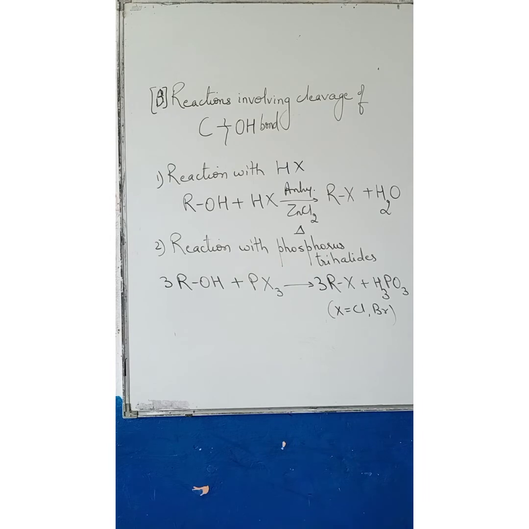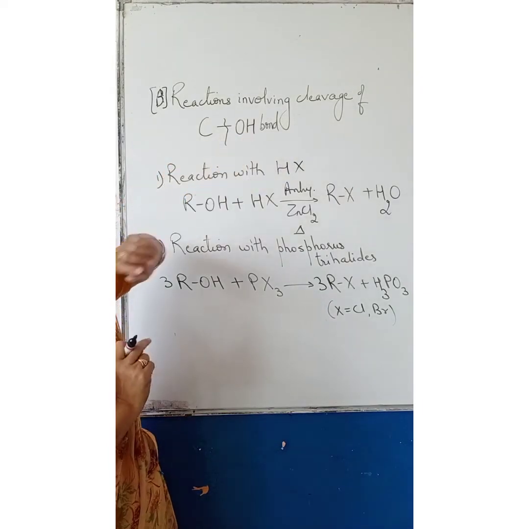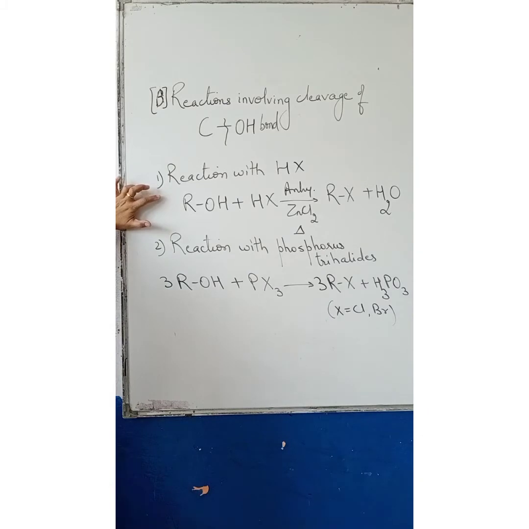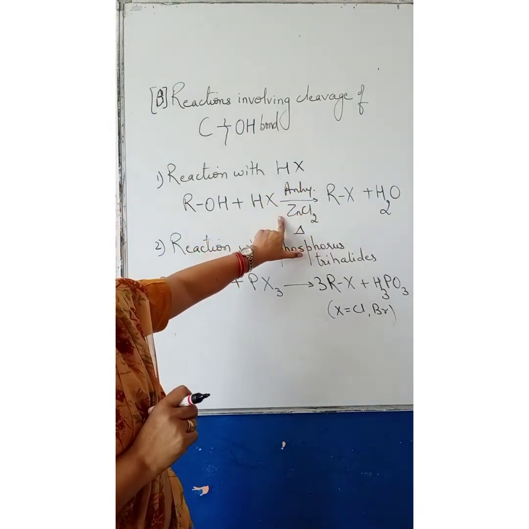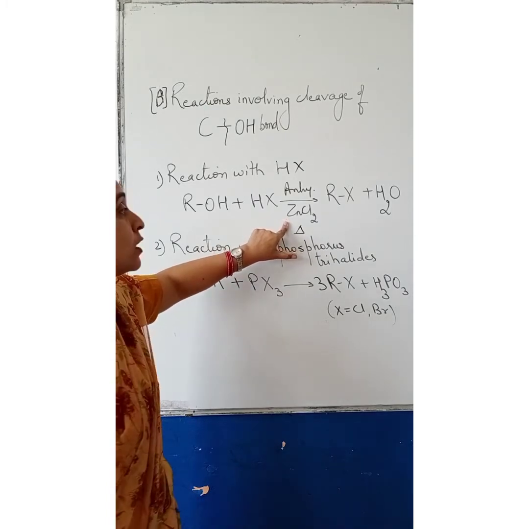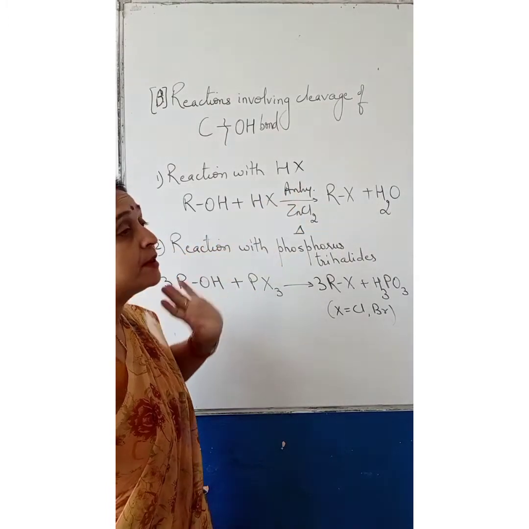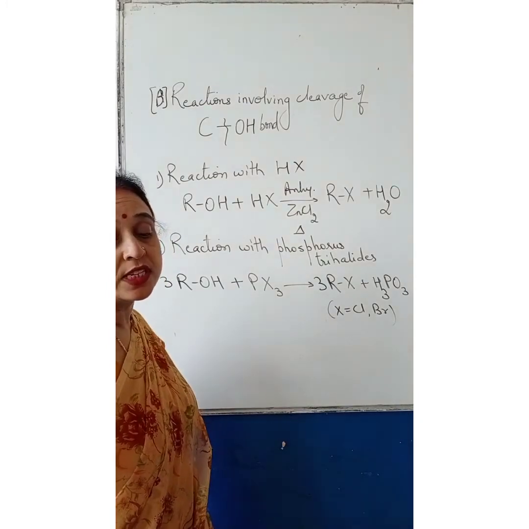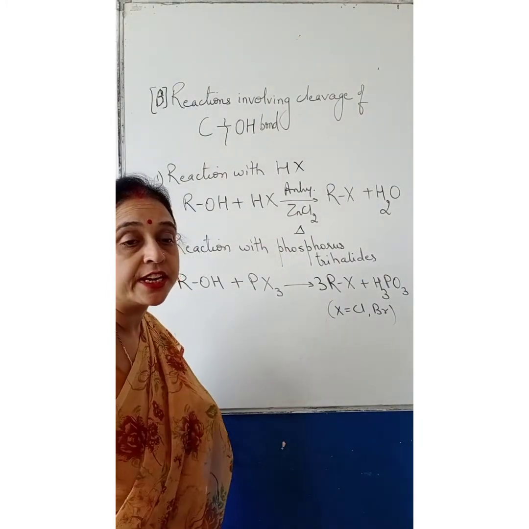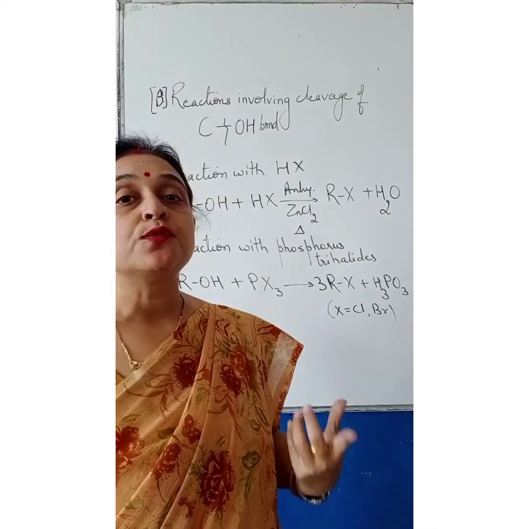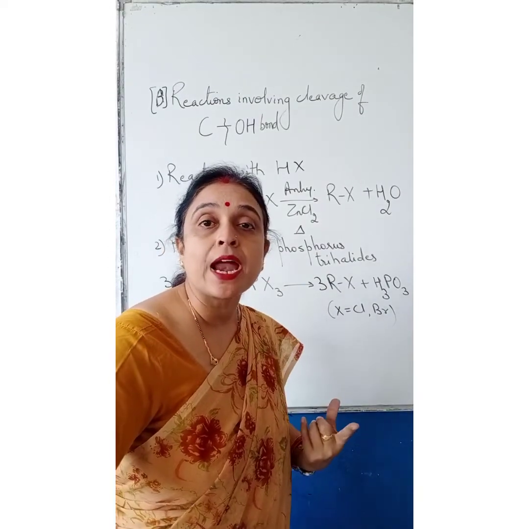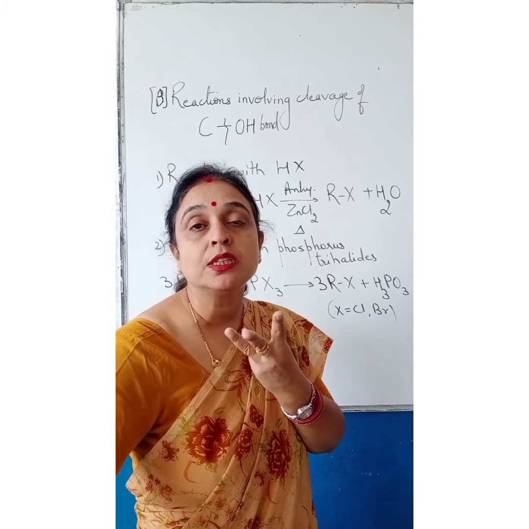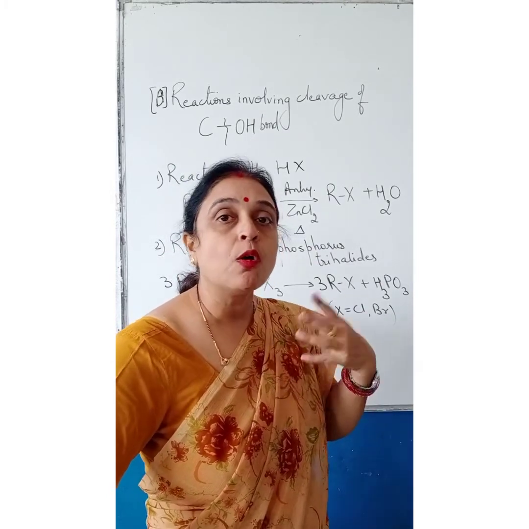Now the next category is reaction involving the cleavage of carbon-oxygen bond. In that, first of all, we will see the reaction with hydrogen halide. When a molecule of alcohol reacts with hydrogen halide in presence of anhydrous ZnCl2 as a catalyst, concentrated HCl in presence of anhydrous ZnCl2 is very popularly known as Lucas reagent, and Lucas reagent is used for the separation of 1 degree, 2 degree and 3 degree alcohols. Now if you add Lucas reagent, suppose you are having all these 3 liquids in 3 different test tubes. Now all are colorless.